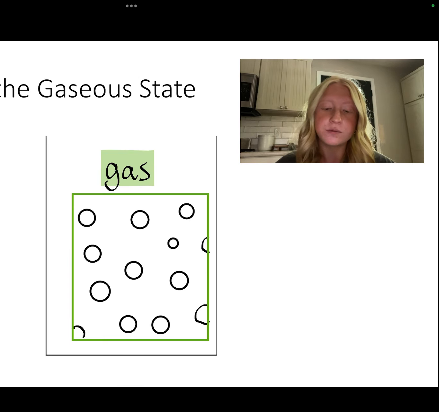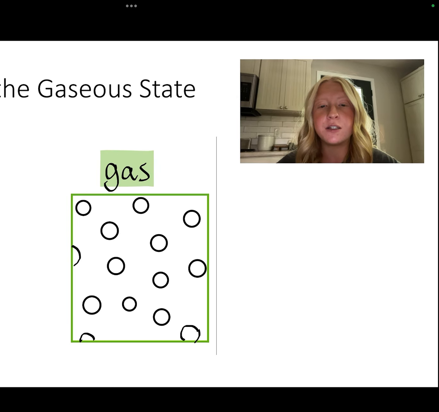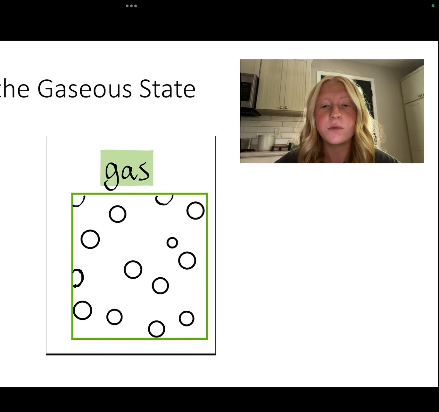vapor. The molecules are far apart and they fly off in all directions, but they still collide and bounce off other water molecules. I can show this through clicking back and forth, like the liquid. So they're far apart, but farther apart than the liquid state, and they're not tightly compact at all.